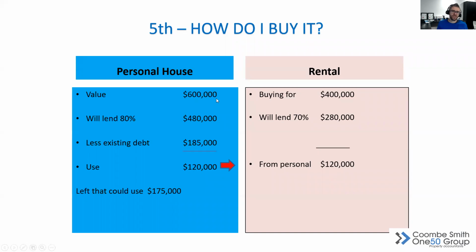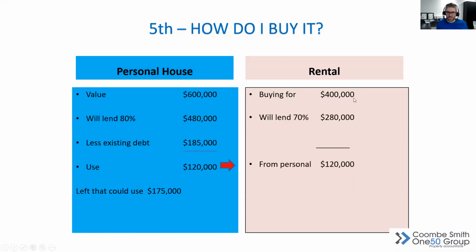So you've got a personal house that's worth 600,000. Your current debt is 185,000. So obviously you've got some good equity between the two. The bank will generally lend 80%. So 600,000 times 80% is 480. So 480 is the maximum the bank would lend up to. They've already loaned you 185. So there's about 300,000 of extra equity there that you could borrow from the bank and use for something else.